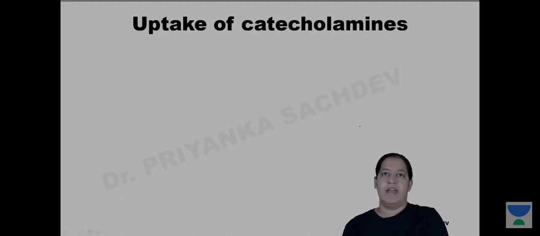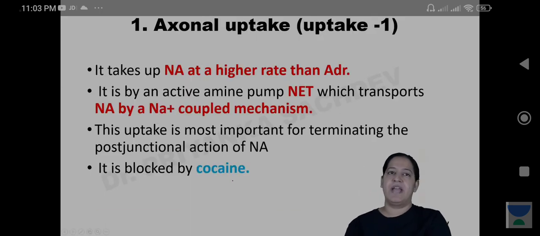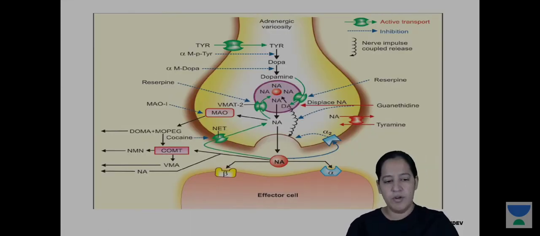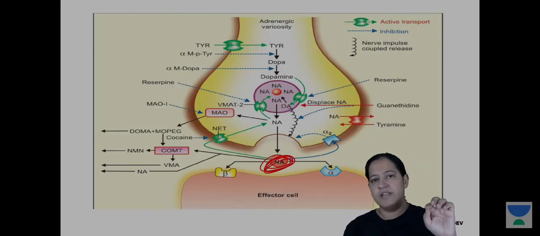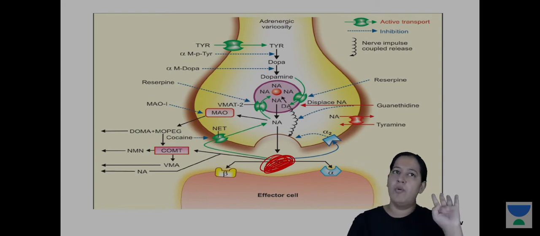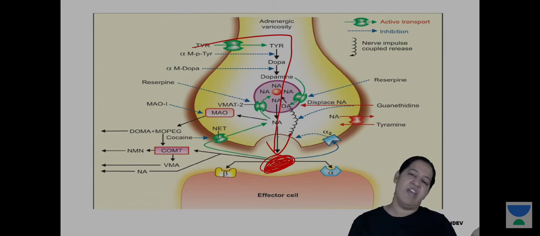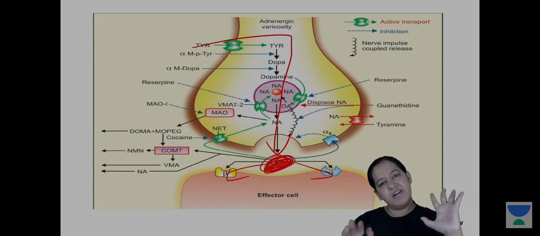Let me move ahead. Let me tell you the uptake now. What do you mean by uptake? This is the noradrenaline secreted here. You know the story, how it is formed, how it is stored, how it is released outside when the wave of depolarization is coming. After coming out, it is binding to alpha and beta receptor. It has shown its action.